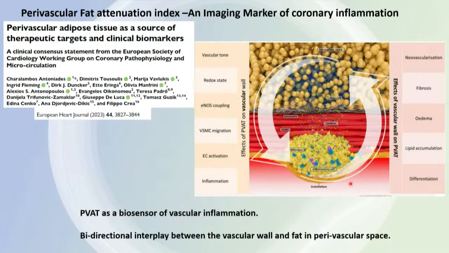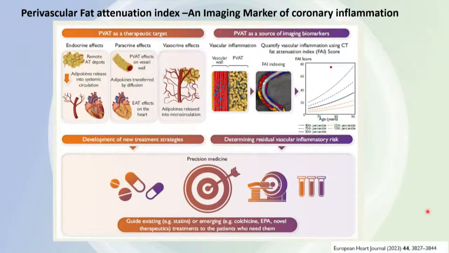And this review basically talks about how perivascular fat is not just there to support the vessel wall or cushion it. It has an active profile of its own cytokines, and there is a crosstalk between the fat cells in the perivascular tissue and the vessel wall, and that regulates a number of things, including vascular tone, nitric oxide coupling, endothelial cell activation, vascular smooth muscle migration, inflammation, all of those things. And conversely, cytokines going back into the fat cell are contributing to differences in the rates of fibrosis, edema, lipid accumulation, and lipid differentiation.